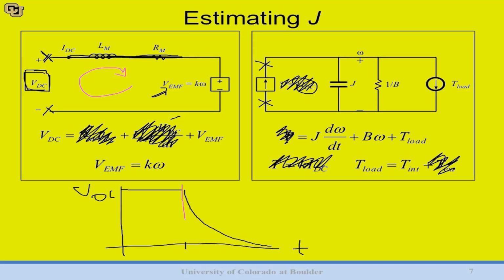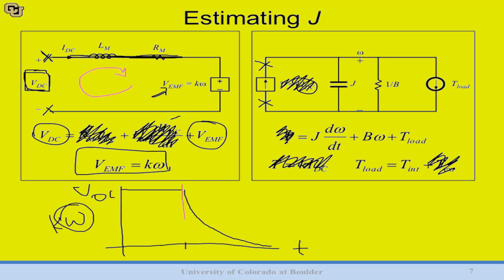Now let's take a look back at our plot after we've done all these simplifications. Because we now have that VEMF is K omega, and that our VDC is just equal to VEMF, we can see that this plot could really be, instead of a plot of VDC, a plot of K omega. And if we just scaled things, what we really have is a plot of our frequency omega versus time. So we have omega versus time over here if we just scale by K.